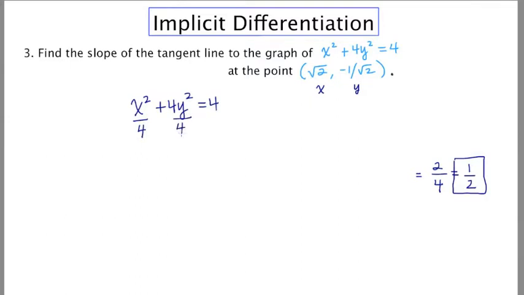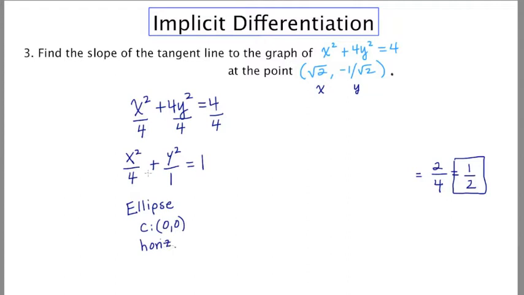Most conic sections are set equal to 1. So this ends up being x squared over 4 plus y squared over 1 is equal to 1. And as some of you may have guessed, this is the equation of an ellipse, the center of which is at 0, 0, and it's oriented horizontally. And I know that because the larger denominator is aligned with the x. So let's draw a sketch of this.